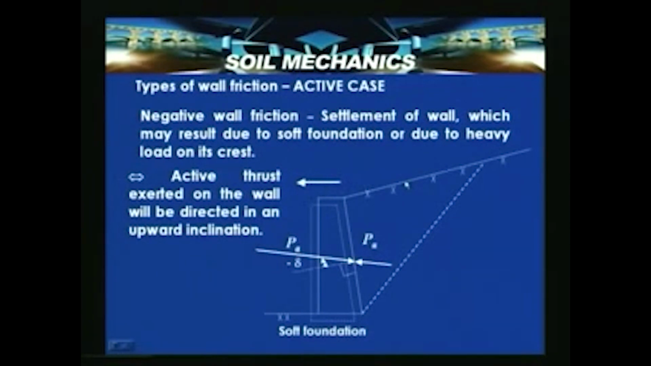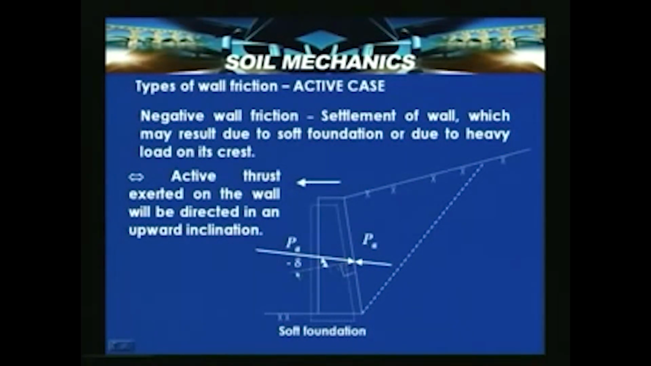When active thrust occurs, that is, active wall movement is away from the backfill, the active thrust exerted on the wall will be directed in an upward direction, because here the wall is moving downwards. To oppose that, there will be an upward drag. That is the reason why PA is acting in the upward direction on the wall surface, as shown here.